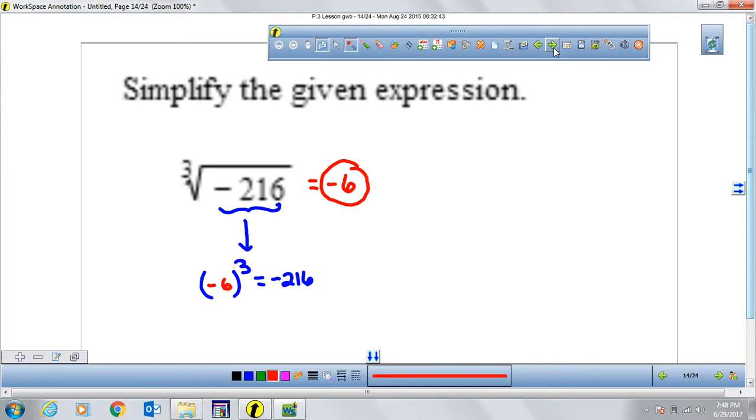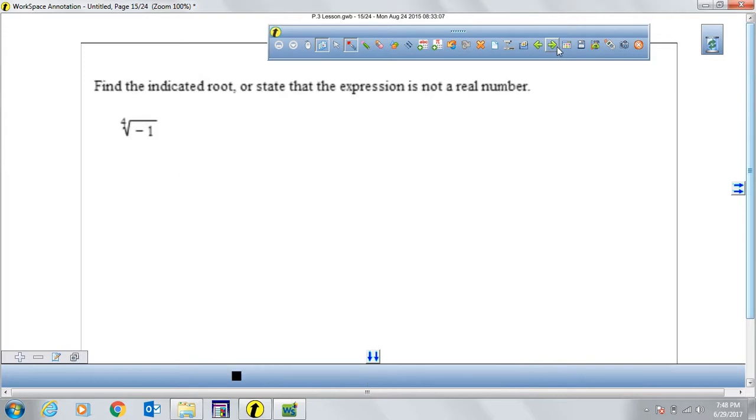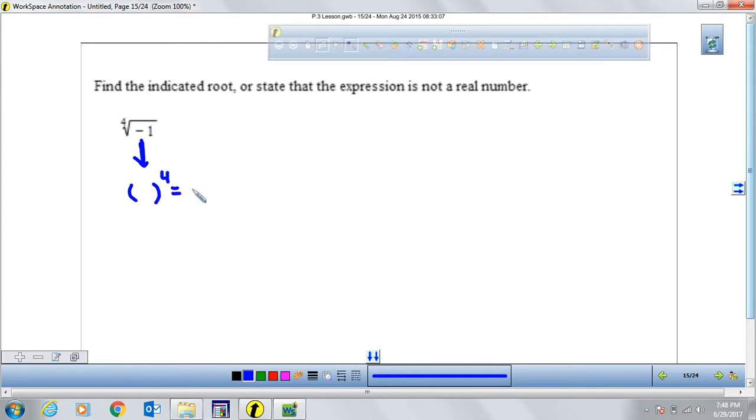Now let's do one more example. We're going to work on this last one here. This is the fourth root of -1. What does this one mean? This means that we're looking for a number that when I raise it to the fourth power, it gives me a -1 as an answer.